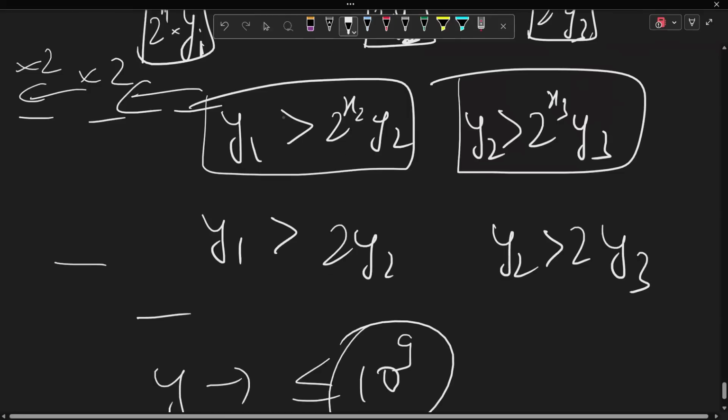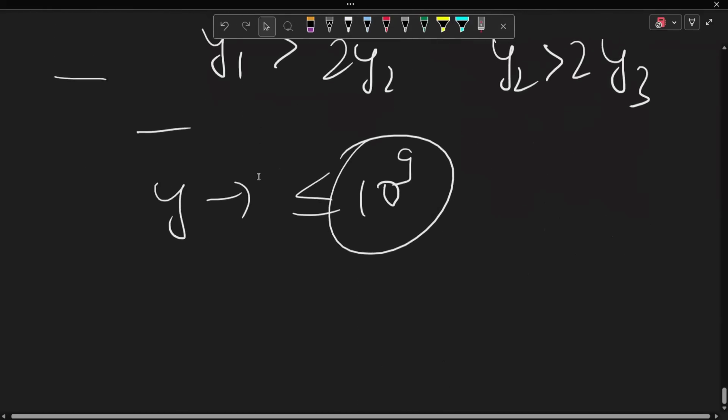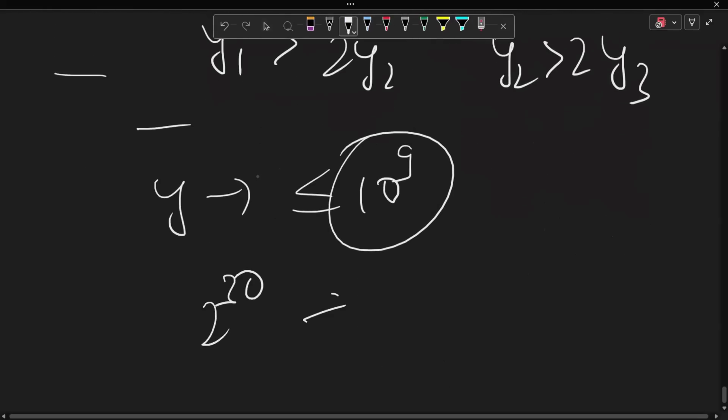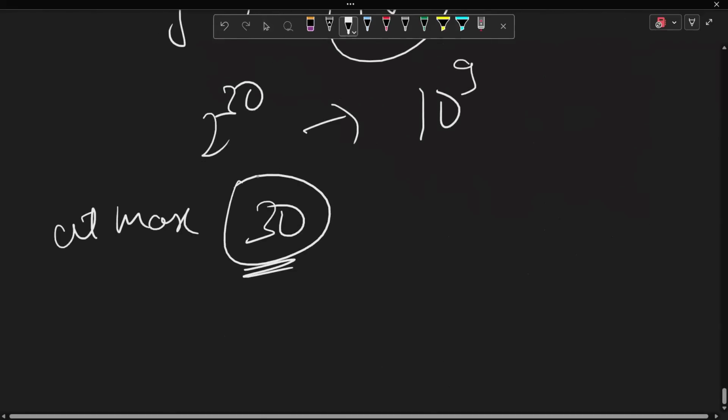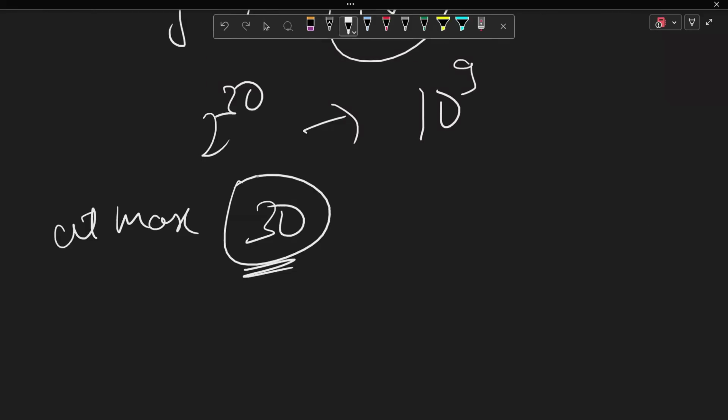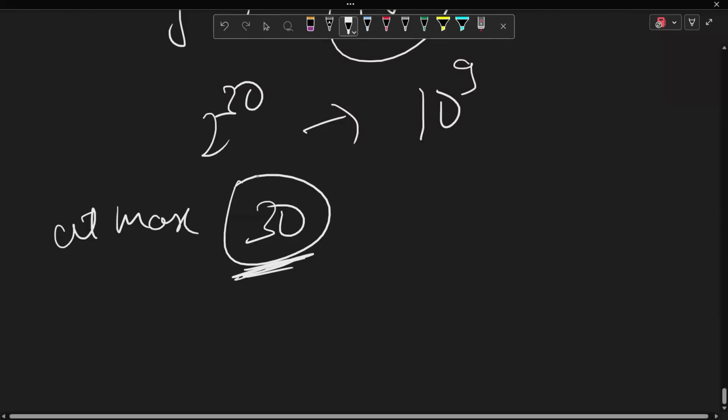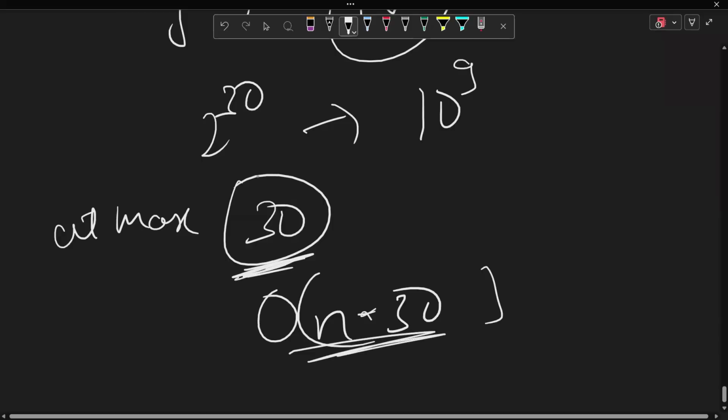So at max, how many would you have? After 2 to the power 30 crosses 10 to the power 9, at max 30 places would be there where some powers are stored, not more than that. So if you just go to all the previous places where some power is there and check, that would take order of 30 time only. So in n into 30 time overall, you can solve the problem. It won't go n square. That is the thing to observe.